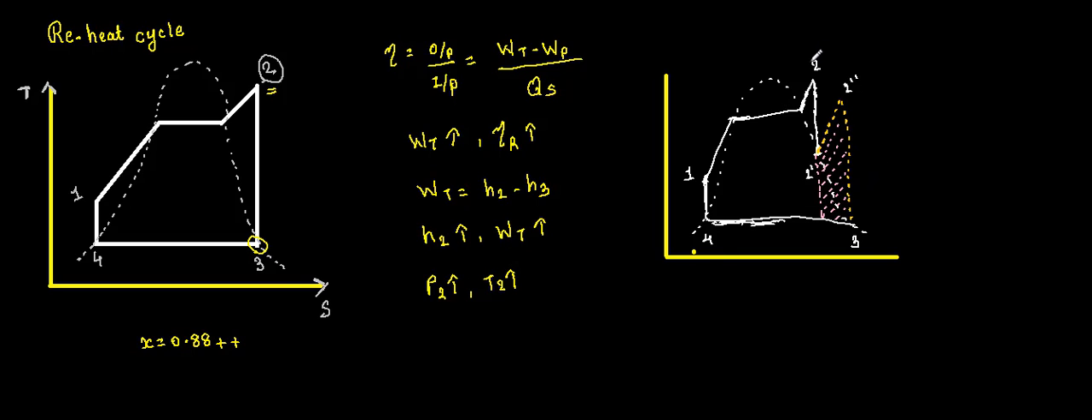So the turbine work is improved. Now the turbine work is not H2 minus H3. In this case, the turbine work with reheat is equal to H2 minus H2 double dash plus H2 double dash to H3.